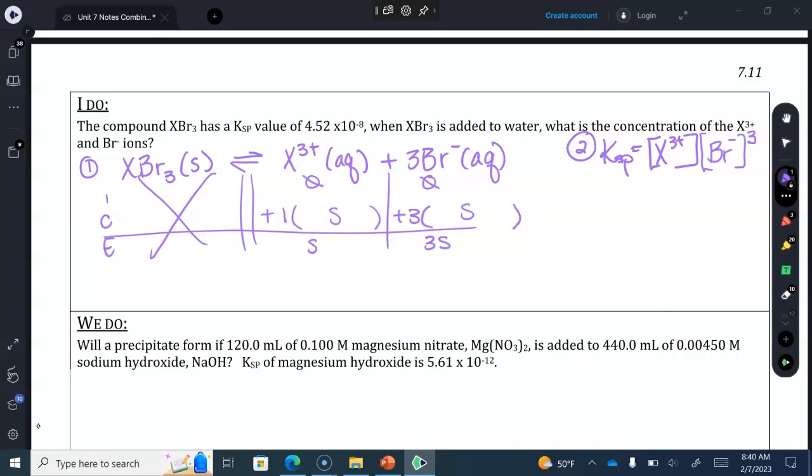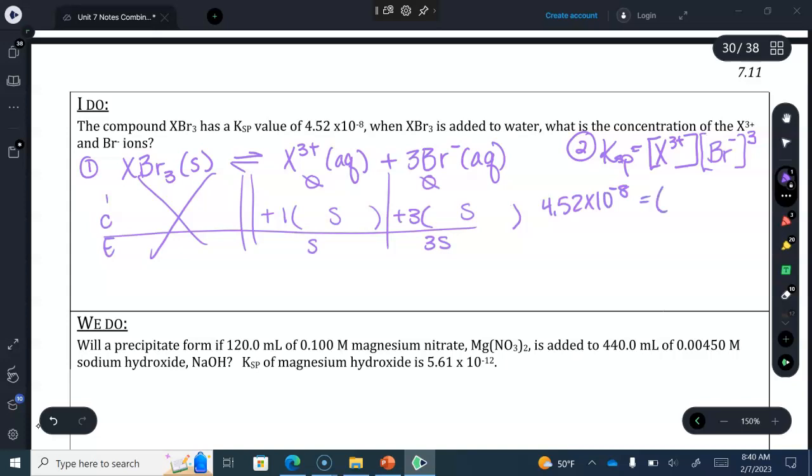Okay, so now we can substitute in for the values we know. We know that KSP is 4.52 times 10 to the negative 8, and this is equal to S times 3S cubed. Simplifying this further, we have 4.52 times 10 to the negative 8 is equal to 9S to the 4th.